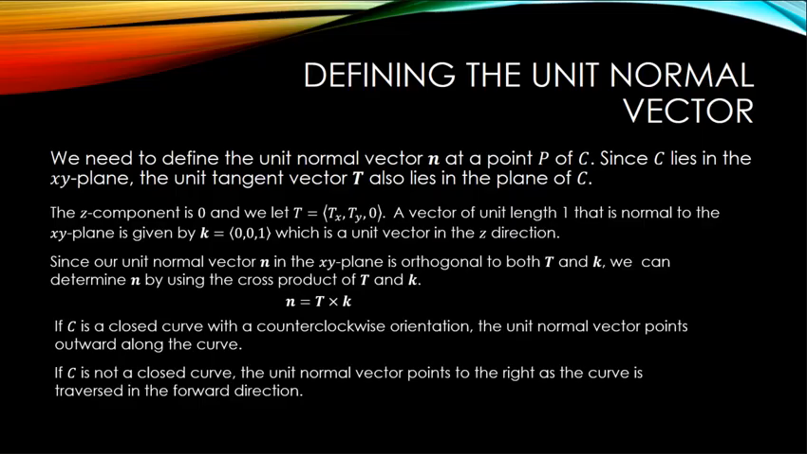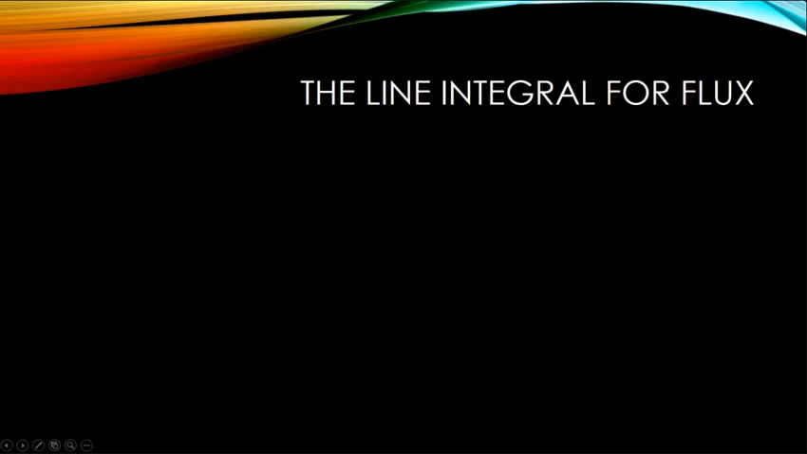If C is a closed curve with a counterclockwise orientation, the unit normal vector points outward along the curve. If C is not a closed curve, the unit normal vector points to the right as the curve is traversed in the forward direction. So the first thing I need to do is figure out what my unit normal vector is using a cross product.